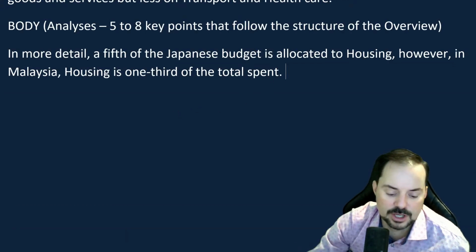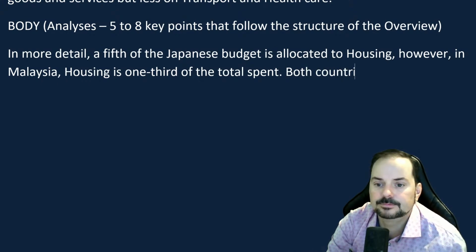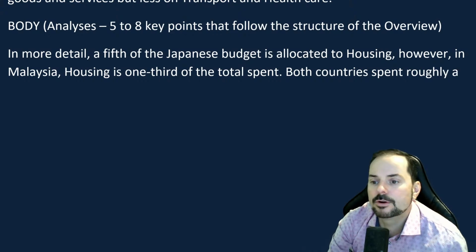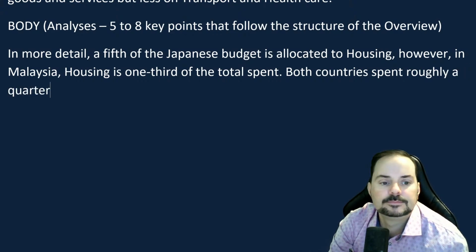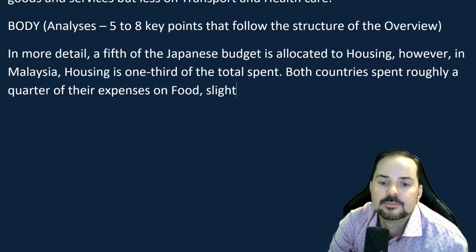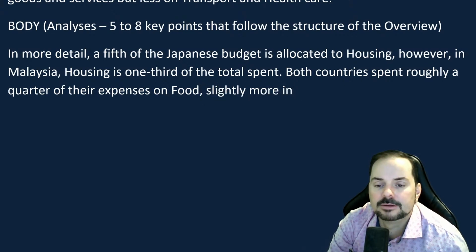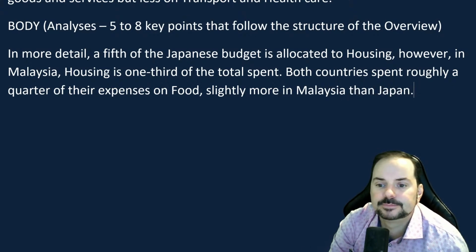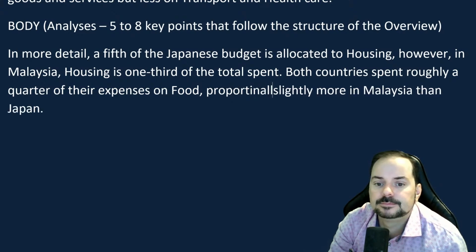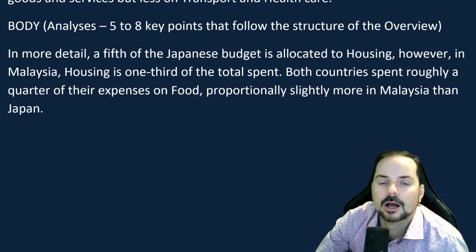So both countries spent roughly a quarter of their expenses on food. Slightly more, we can say, in Malaysia than Japan. Okay? Proportionally slightly more, because we don't actually know the true amount of money. Proportionally. I hope everybody understands that.